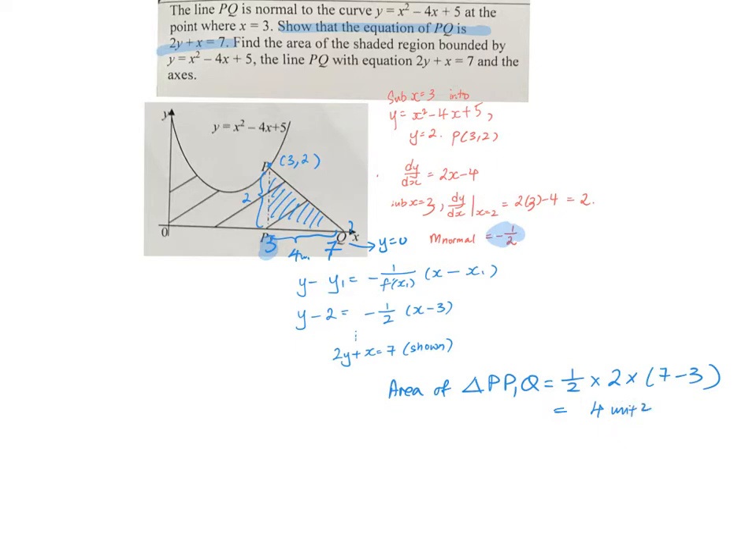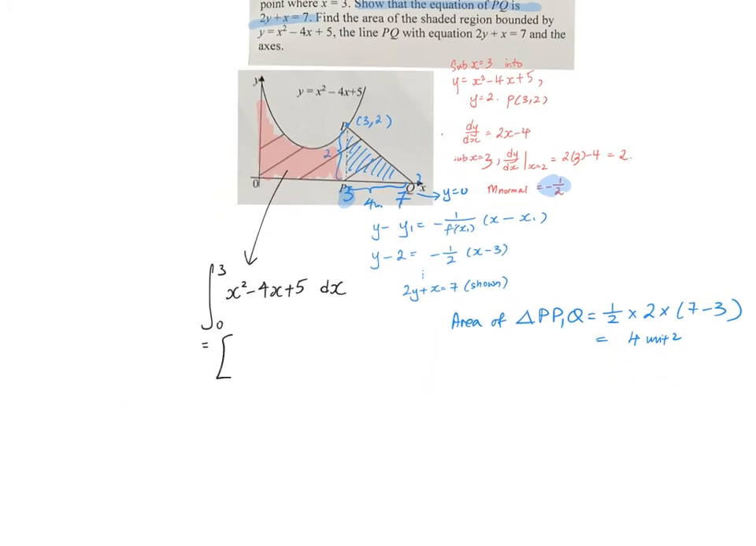Now next I'm going to look at finding this area here. This area is not difficult to find. This is nothing but the integral from x equals 0 to x equals 3 of x squared minus 4x plus 5 with respect to x. Solving this, I'm sure you are able to do it quickly: one third x cubed minus 2x squared plus 5x, integrated from 0 to 3. From here you should be almost done. Let me see what you get. The answer should be equal to 6 units squared as well.